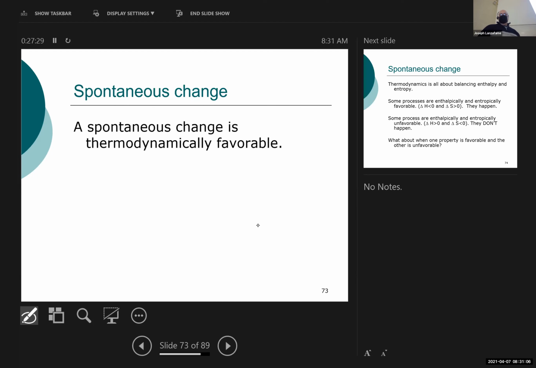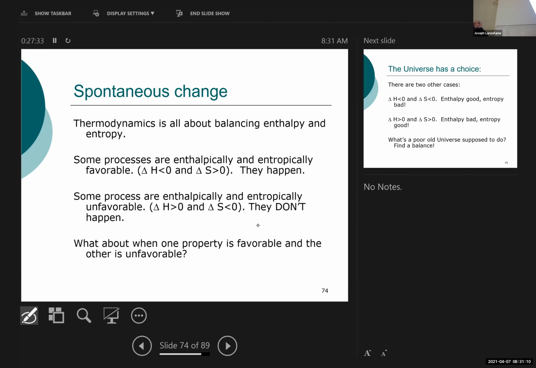That is an easy decision for the universe. On the other hand, if both of those things are going the wrong direction, that is also an easy choice for the universe. If my delta H is positive, I'm going uphill in energy, and my delta S is now negative, in which case I'm decreasing entropy, going downhill in entropy, those are both unfavorable. And so that is two thumbs down from the universe. Such reactions, or any system, it doesn't have to be strictly chemical, will not spontaneously happen.